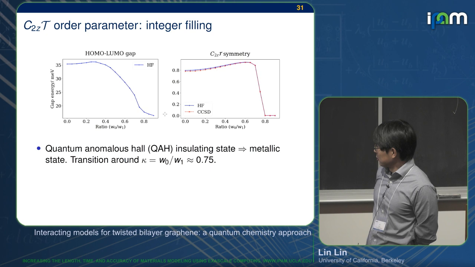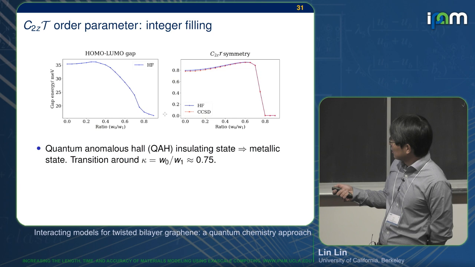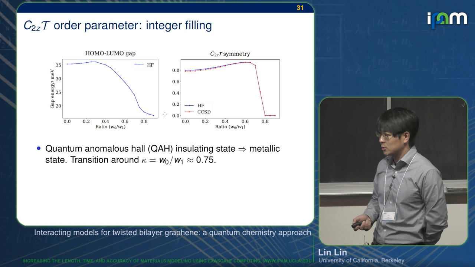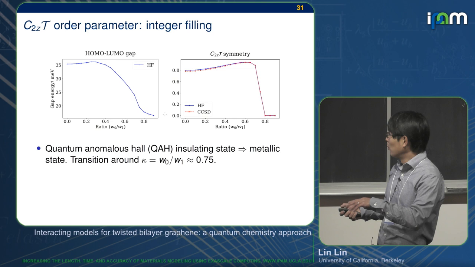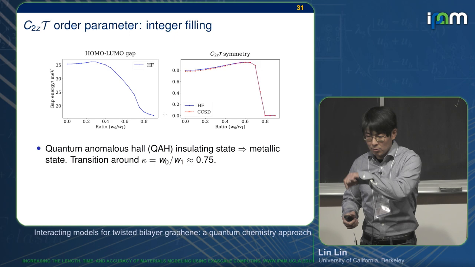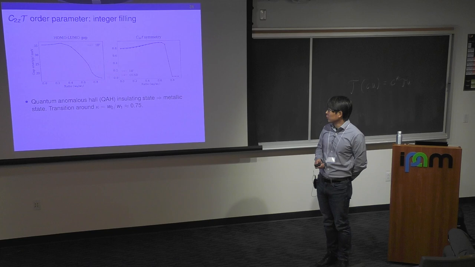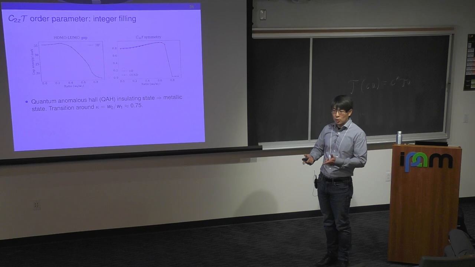If you look at the C2ZT order parameter, you find that the HOMO-LUMO gap drastically decreases around 0.8, which at least coincides with the fact that the C2ZT order parameter plunges to zero around 0.8. And this part is very much due to finite size effect, because when C2ZT is satisfied, the system must close the gap, but you don't know a priori where it's going to close. So the fact that it doesn't close the gap is very much a finite size effect. But for the integer filling regime, the metallic phase and the C2ZT broken phase don't coexist, but this will change at the non-integer filling regime.